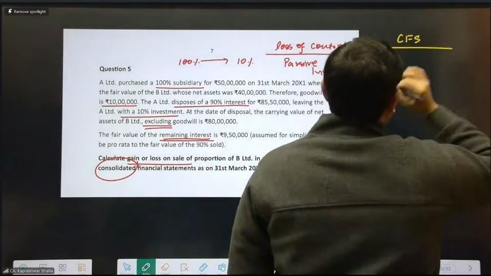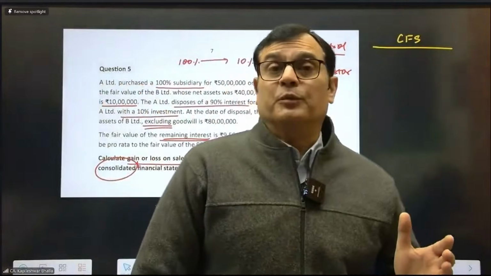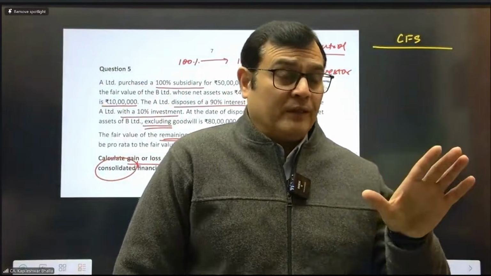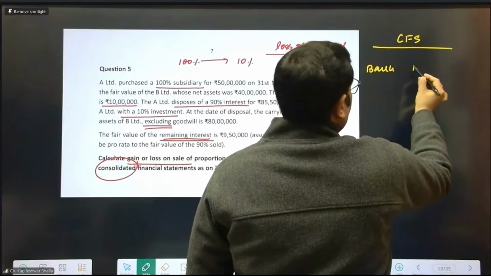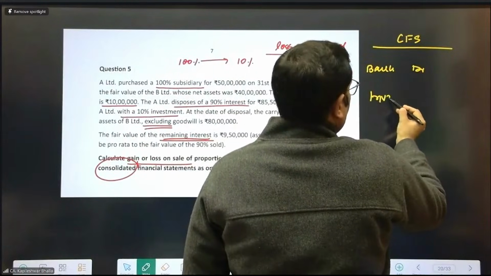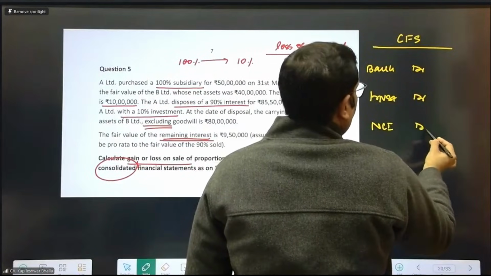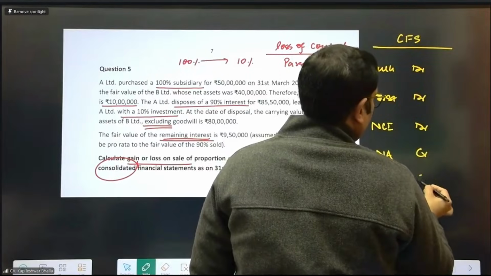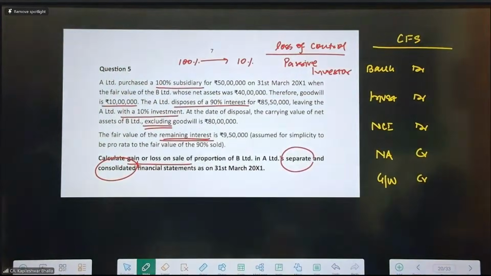Since it is a case of loss of control, undoubtedly we need to put a reverse entry of the acquisition. So let's first put a generic entry and then fill up the data. Bank gets a debit with the sale proceeds. Investment retained gets a debit. NCI gets a debit. Net assets and goodwill get a credit. And the balancing figure, gain or loss, will be taken in the P&L. So let's consider the data.